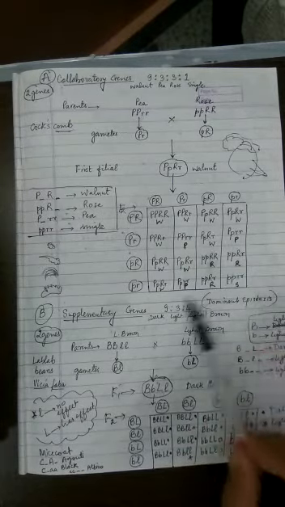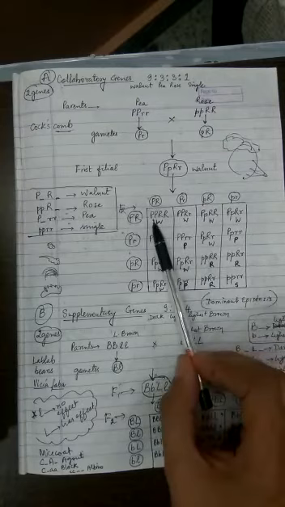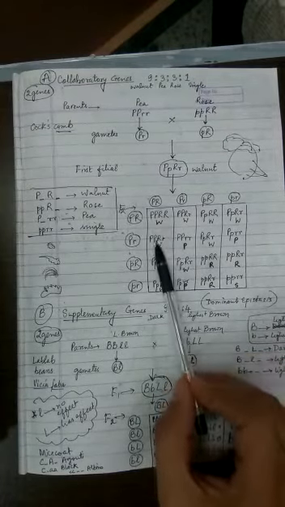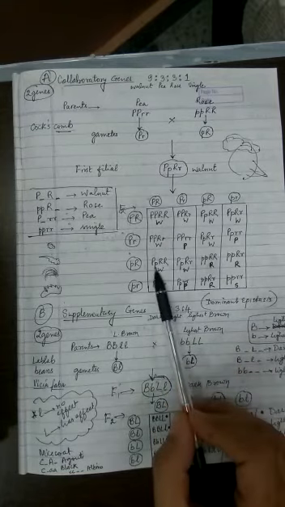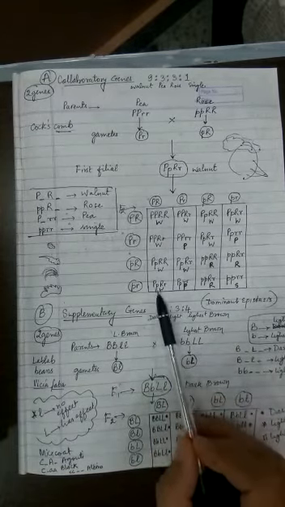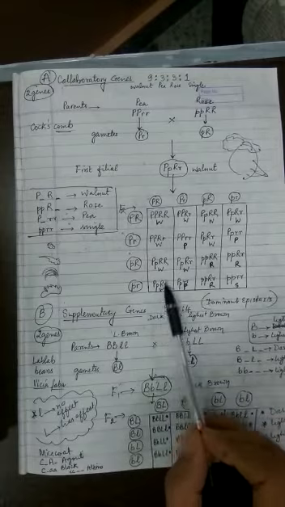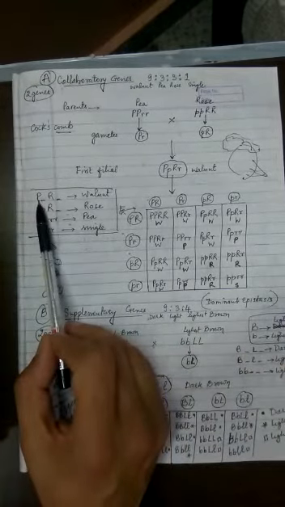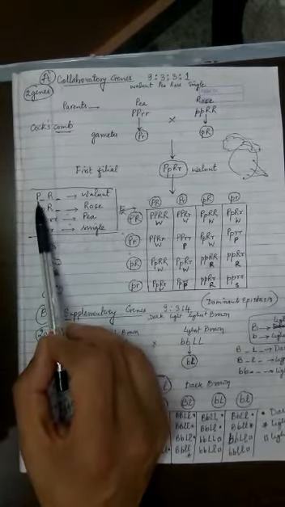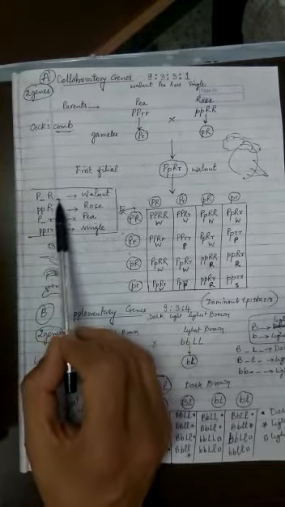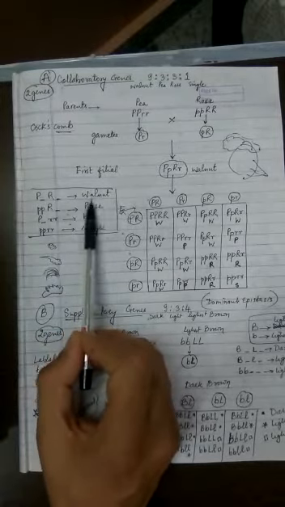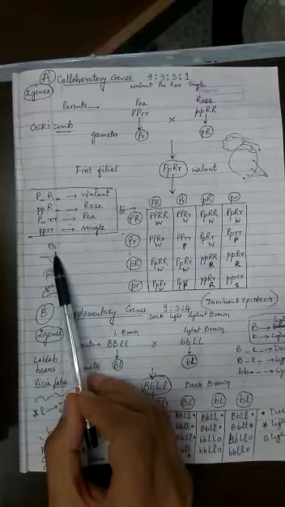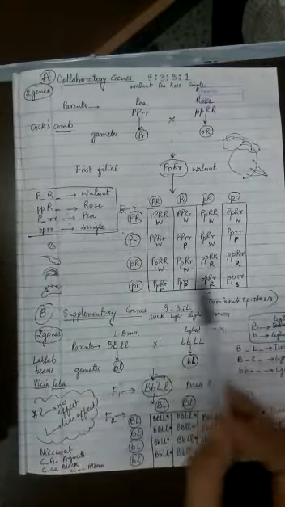Now 9 out of these 16 combinations carry a capital P at least and a capital R at least. See, you can see here at least one R is capital, one P is capital. So when you start counting the positions where at least one P is capital and one R is capital, then you will find that the phenotype is going to be walnut shape. So the shape of the cock's comb would be walnut shape. So 9 out of them.